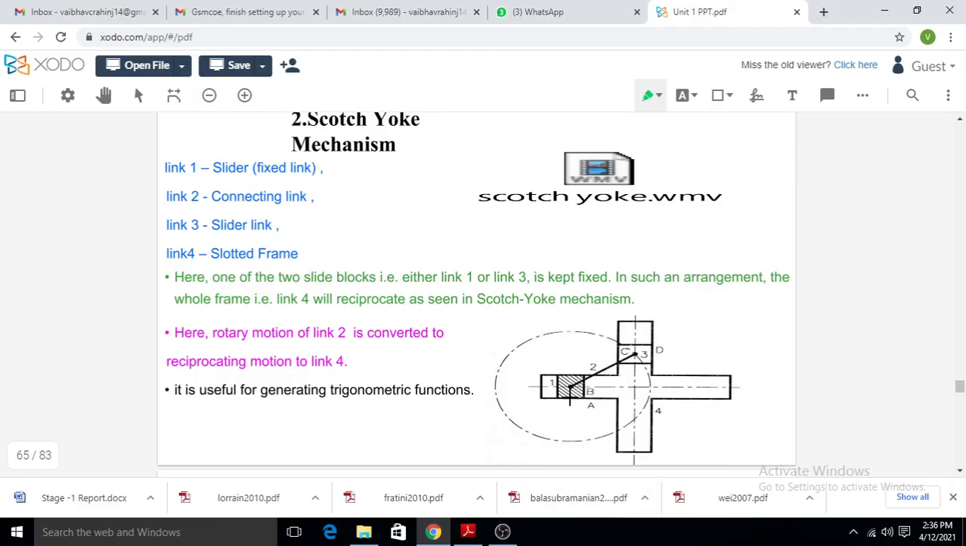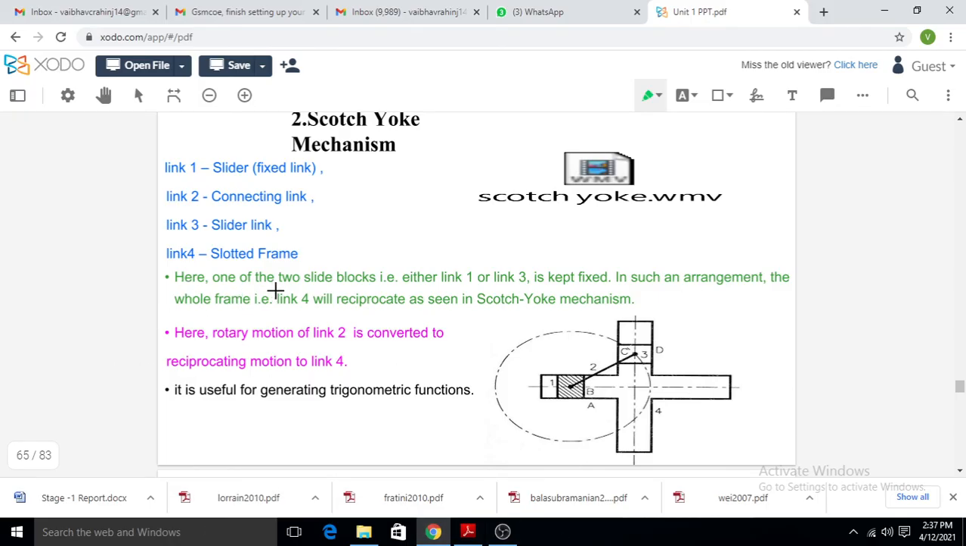Here this is the slider B, which is link number 1. This connecting rod, link B to C, is a connecting link, or it is called link number 2. The slider C is called link number 3, and this slotted frame is called link number 4.